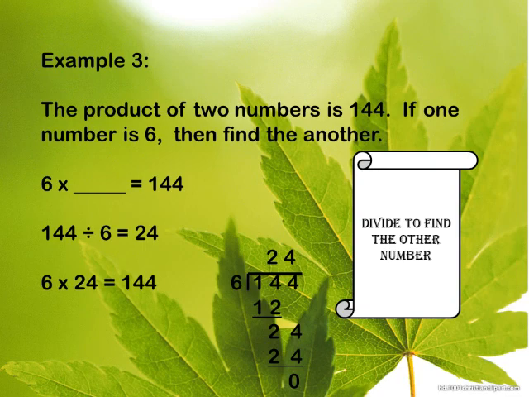So if it is a missing factor in multiplication, what will you do? You will divide. So 144 divided by 6 will give the quotient as 24. The answer you got as quotient is the other factor. 6 into 24 is equal to 144. So the missing factor is 24.